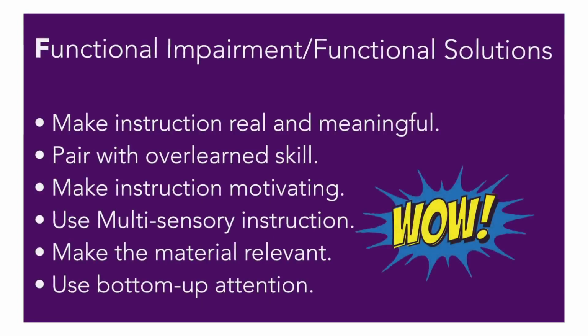F stands for functional impairment and functional solutions. So as a teacher, we're looking at attention as a functional impairment. It's getting in the way of our student to do what they need to do. So we're going to try some functional solutions. You can make the instruction real and meaningful. This could be done by connecting it to an overlearned skill. This can also be done by making the task real and meaningful and highly motivating. As stated earlier, incorporating that bottom-up attention will make the top-down attention easier.